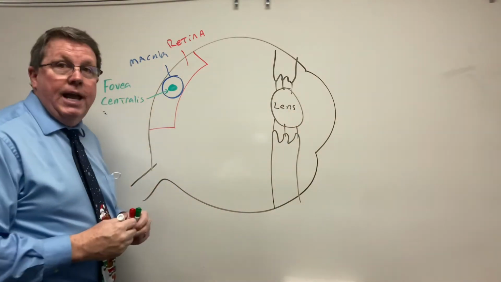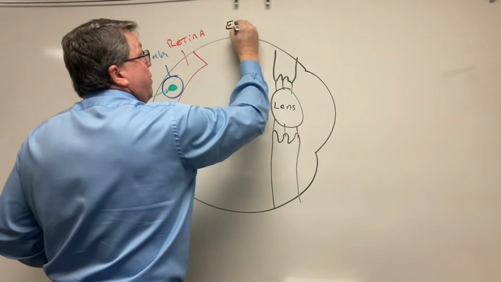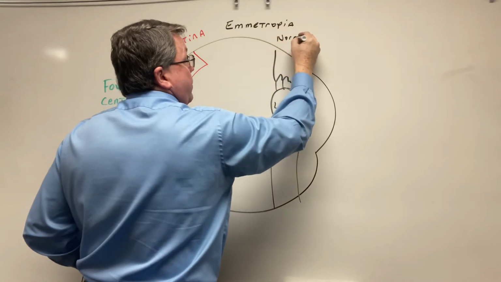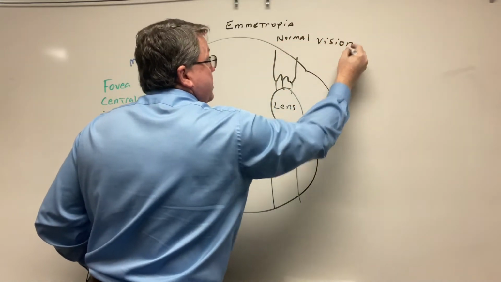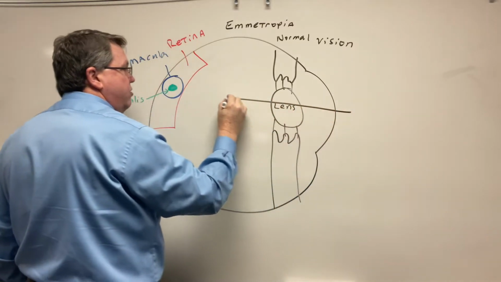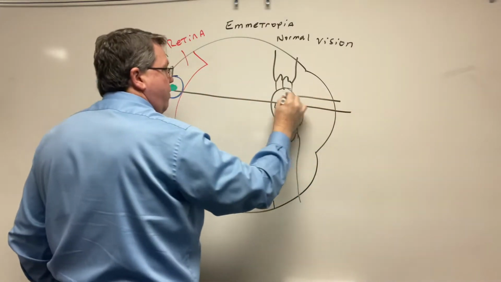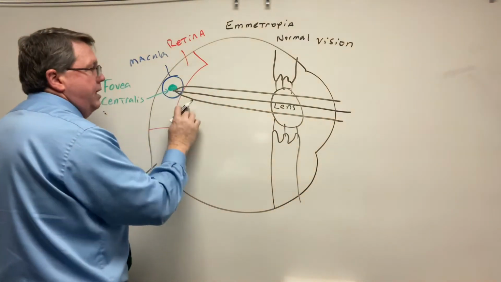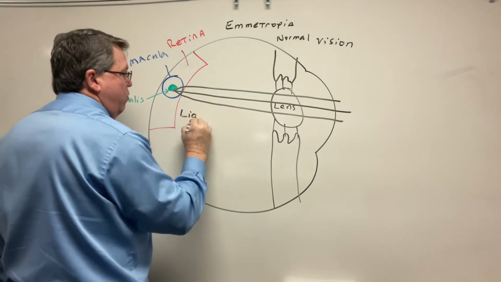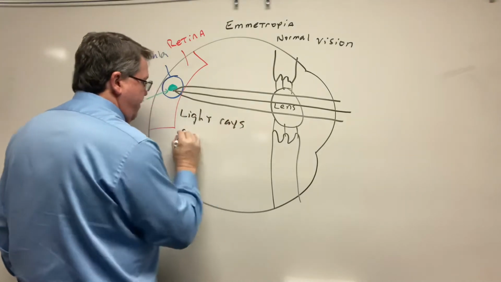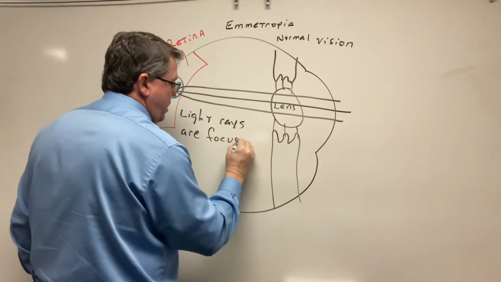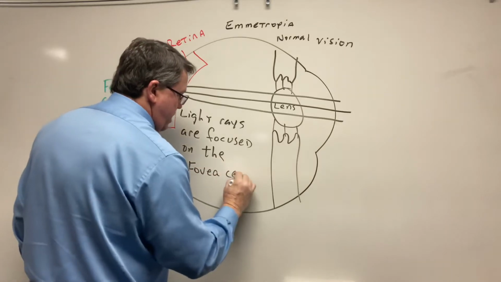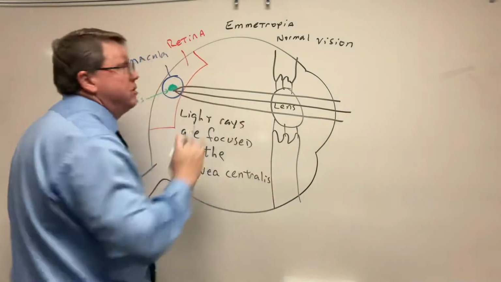So let's talk about what's going to happen in normal vision. In normal vision, first of all, we call this emmetropia, right? And this is normal vision. What's going to happen is light rays are going to come in, and the lens is going to focus them right on the Fovea Centralis. So here comes my light rays. And this is what's going to happen in normal vision. So light rays are focused on the Fovea Centralis. All right, so that's normal vision, emmetropia.